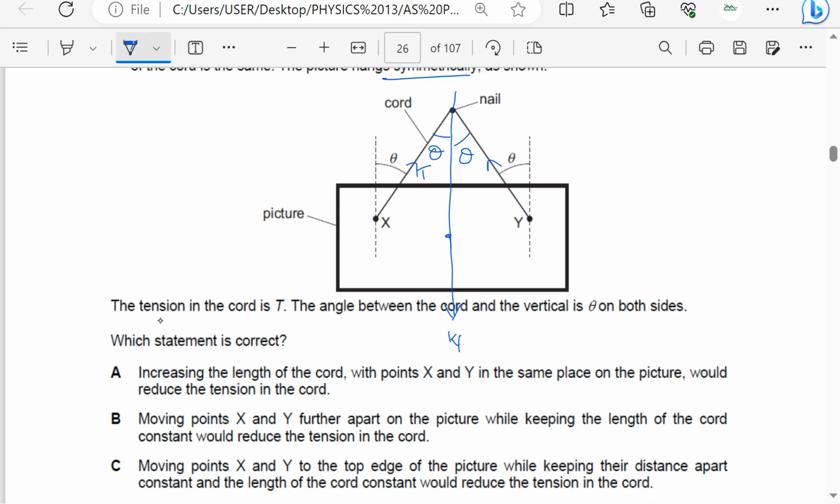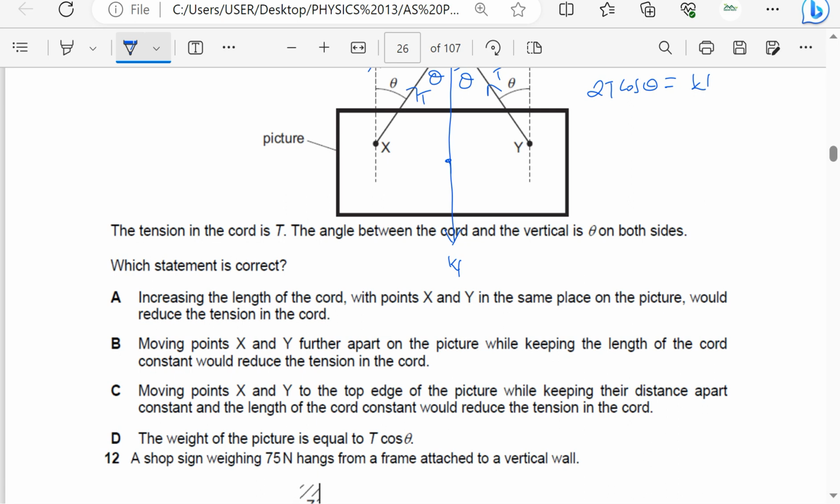There is tension here and tension here. When we combine them upwards, they should give us the weight. So resolving tension vertically upwards, this will be T cos theta, and this side it will also be T cos theta upwards. So when we sum them up, it will be twice T cos theta balancing with the weight downwards. So which statement is correct?